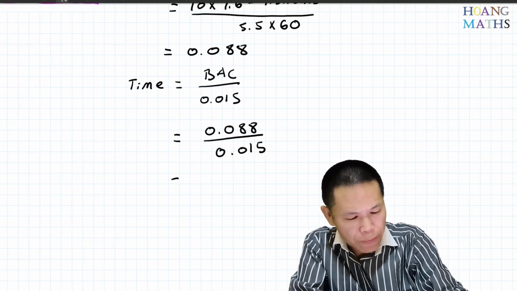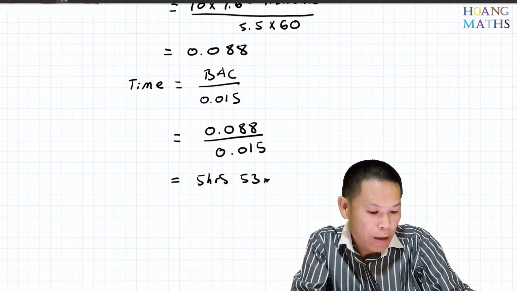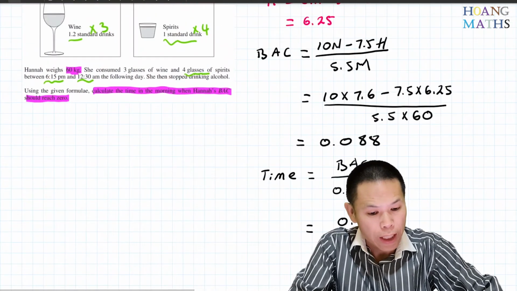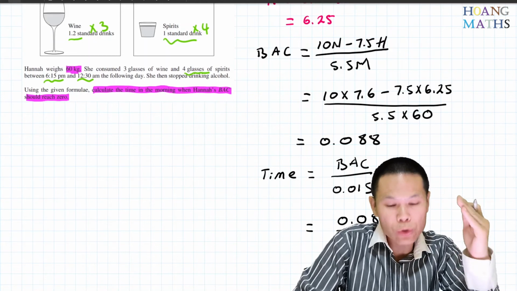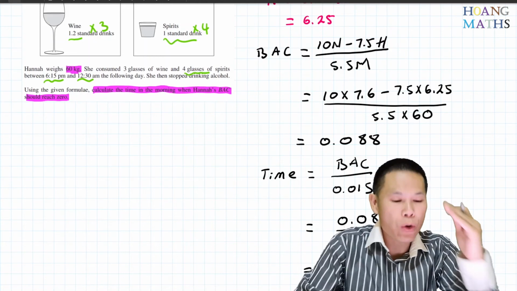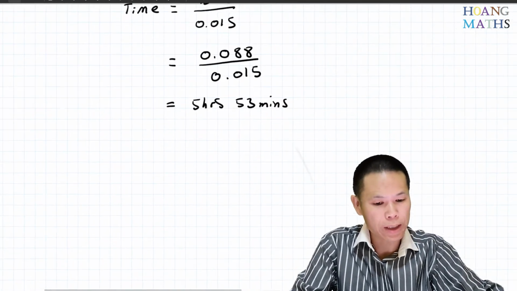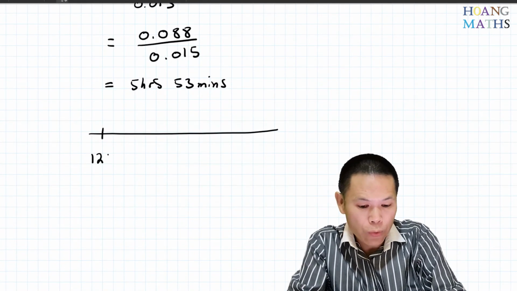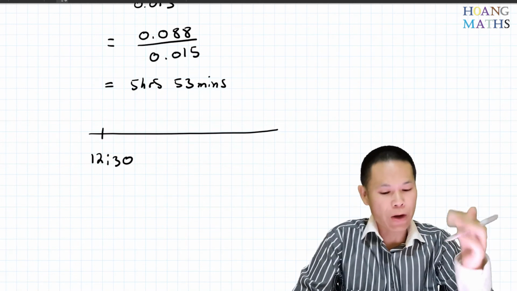So I just write it down: 5 hours and 53 minutes. But then go back to the question. It asks when Hannah's blood alcohol content will reach 0. We know that she stopped drinking at 12:30, so we add another 5 hours and 53 minutes. So 12:30, that's where she stopped drinking, and then we add 5 hours on top.